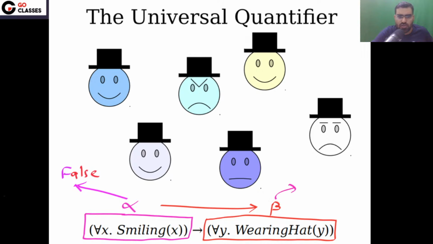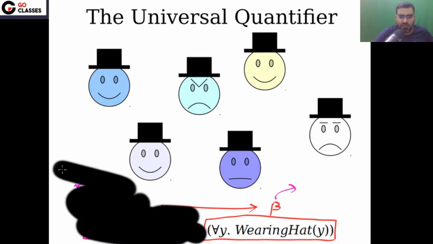Tell me, what is this beta? Now don't worry about alpha. Forget about alpha. Tell me what beta is. Beta is saying that for every choice of y, it is wearing a hat. Remember, x and y have the same domain.